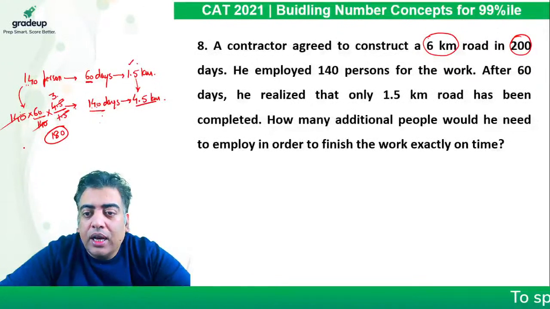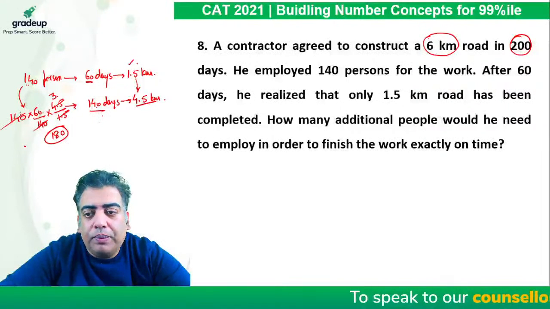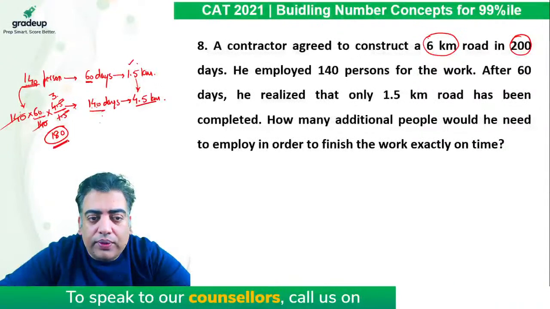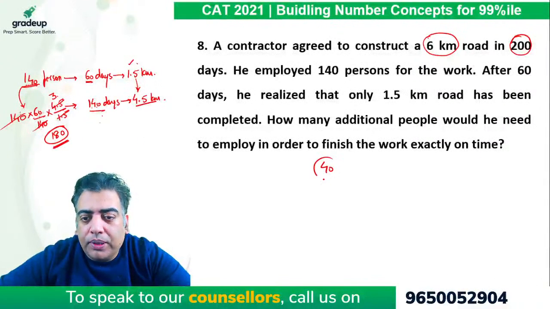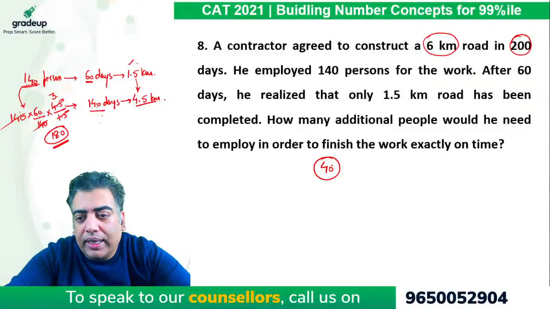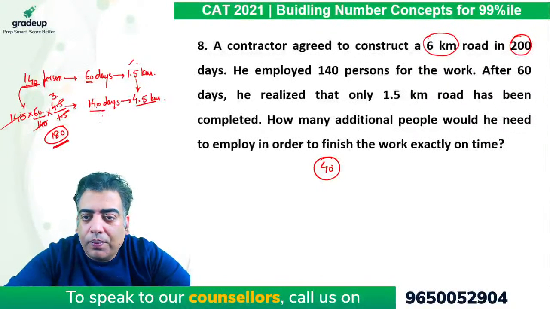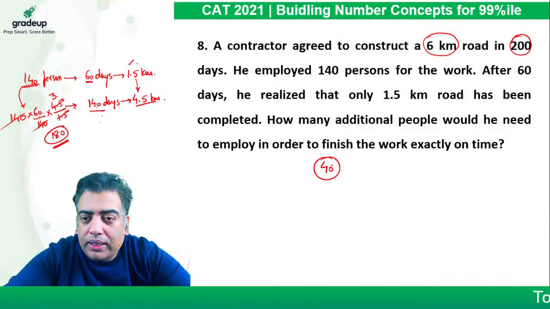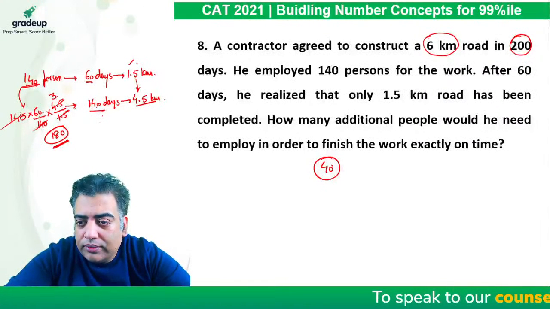But the question says how many additional people would he need? Initially there are 140. Now the need is of 180. So 40 more people are required to finish the work exactly on time. So please check it out, guys. I hope it is clear to each and every student.